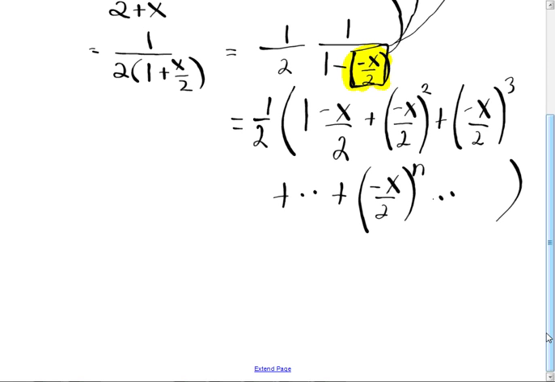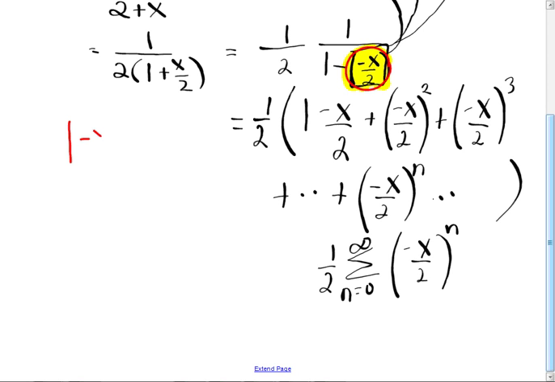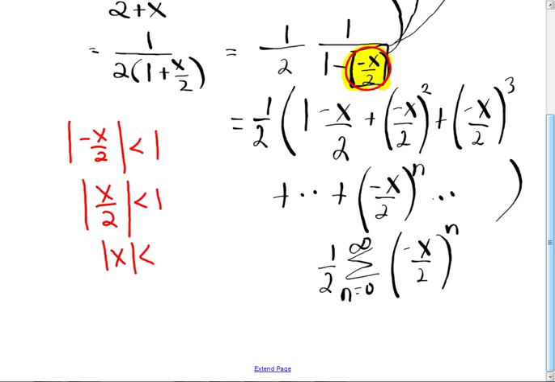In summation, it would be 1/2 summation, and it's going to start at 0, so I get the 1, and it's going to go to infinity. And it's going to be minus x over 2 to the n. Now, how do we get our interval of convergence? This here, absolute value of minus x over 2 must be less than 1. Now, to get the radius of convergence, you can't have a coefficient in front of x. So it's just this, absolute value of x over 2 is less than 1. So the absolute value of x is less than 2. Multiply both sides by 2.